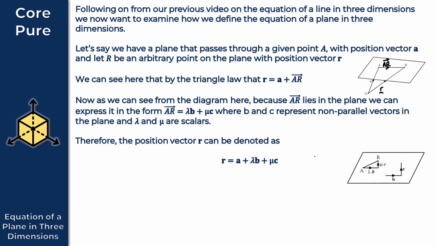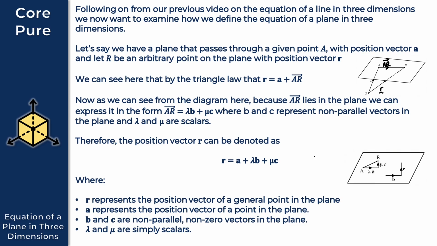If we give this a breakdown, this is what we obtain. R represents the position vector of a general point in the plane. A represents the position vector of a point in the plane. B and C are non-parallel, non-zero vectors in the plane. And then finally, lambda and mu are simply scalars.